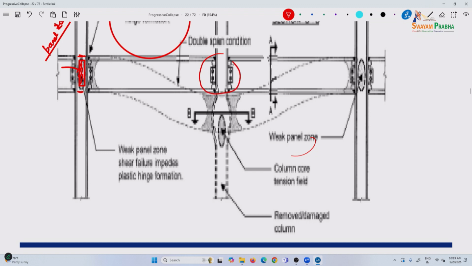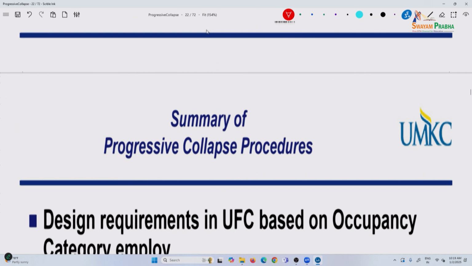So, having a strong connection here, and again you are providing plates out here, essentially you see the plastic hinge is formed, or the damage is in this region. For column removal, it tends to fail out there.